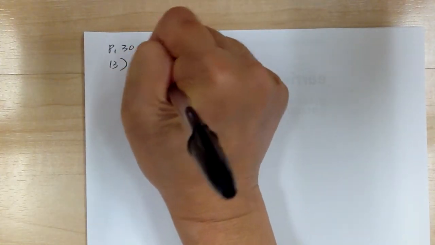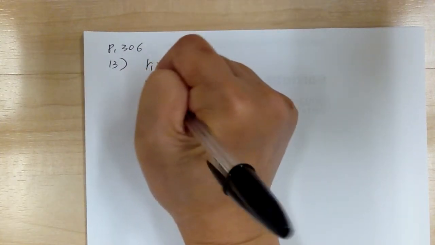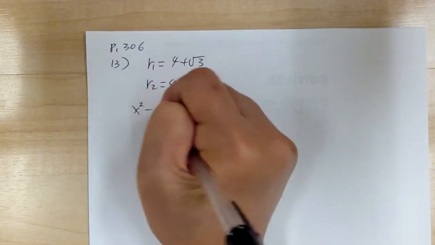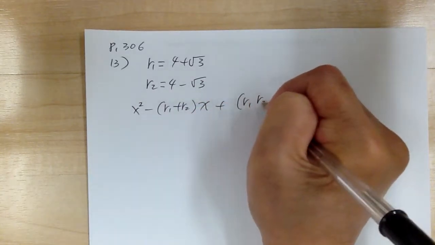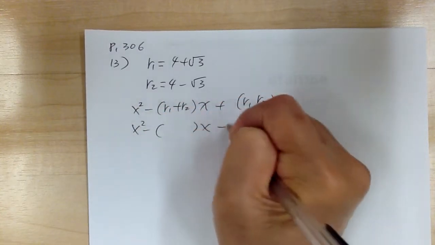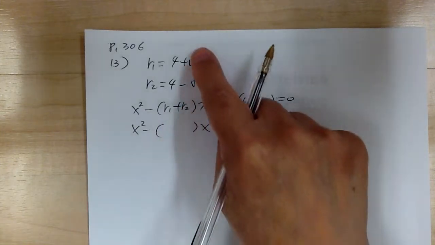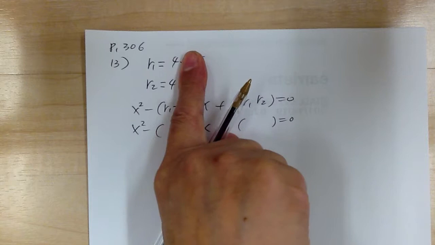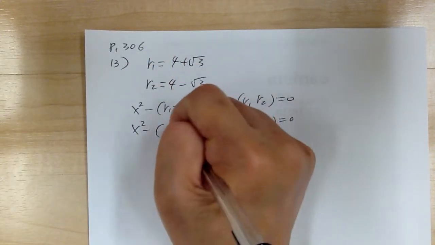Okay, so you have R1 equal to 4 plus square root of 3, R2 equal to 4 minus square root of 3. So write down your equation, and then go ahead and line things up. Okay, so now you're going to add these. When you add these, notice that the plus square root of 3 and minus square root of 3 will cancel out. So all you have to do is add this part, so it gives you 8.